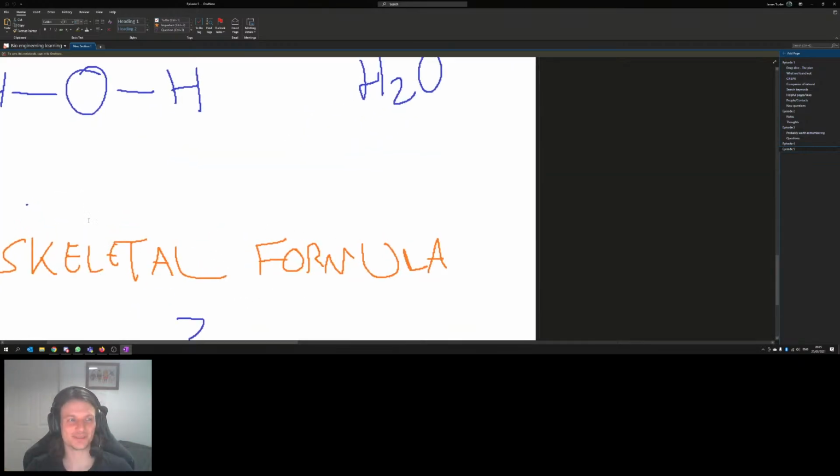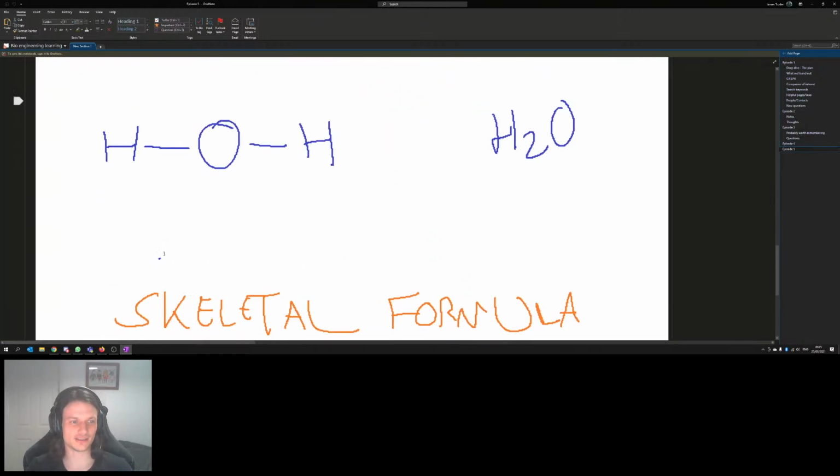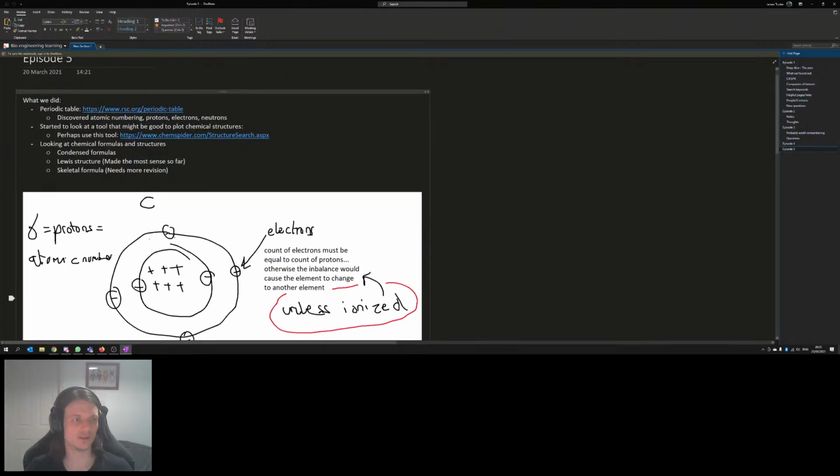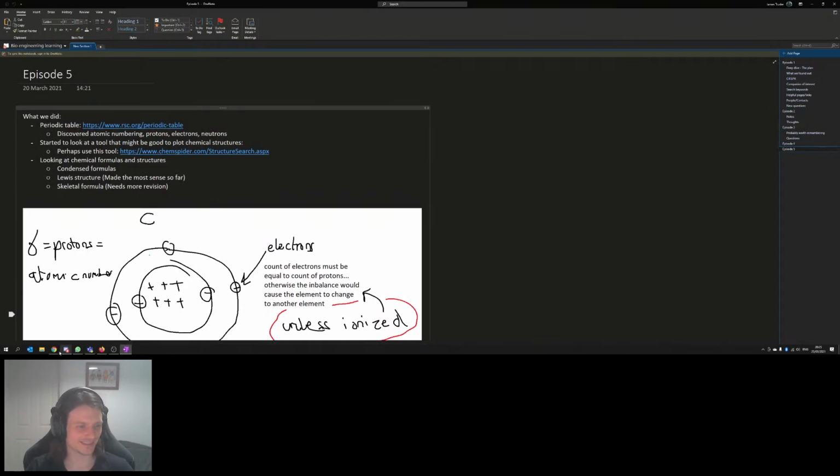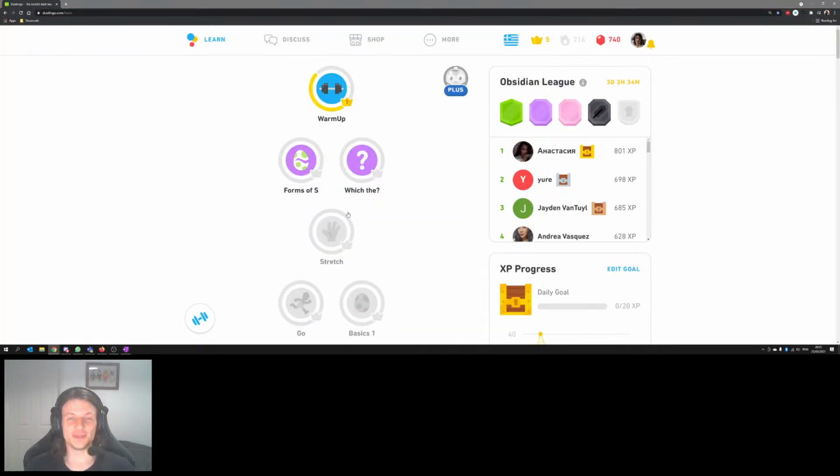So yeah, that's what I'm going to do, and I'm going to start, which I think I'll do from now on, with a Duolingo lesson because it's Greek, and apparently everything in chemistry and maths is Greek. So here we go.